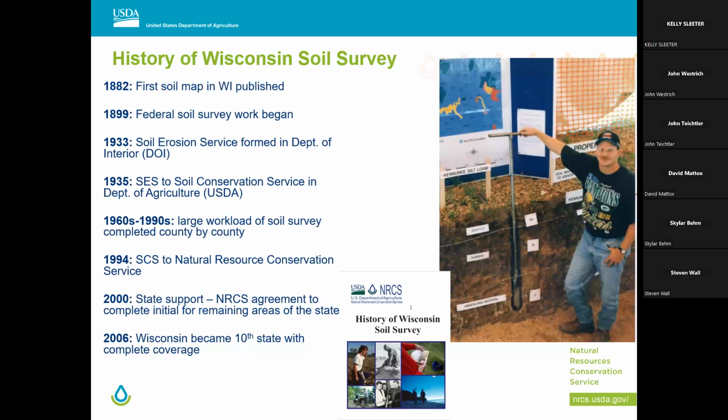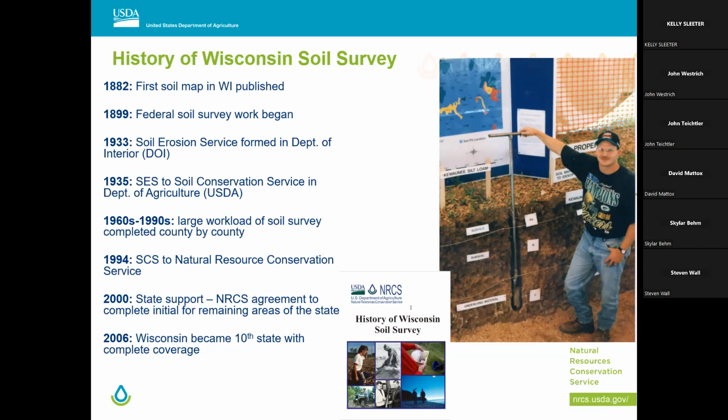Now, a more detailed description of Wisconsin soil survey history is when the first map was published, and that was in 1882. That resided into the federal soil survey where it really began. So we already had a soil map, one that looked like a half sheet of paper, probably 15 pages, folded in half. That was the first one that we had going on in the state. From there, the Soil Erosion Service was formed under the DOI. We progressed from that conceptual idea of an agency within that department and moved to the Soil Conservation Service once that actually fell under the USDA in 1935.